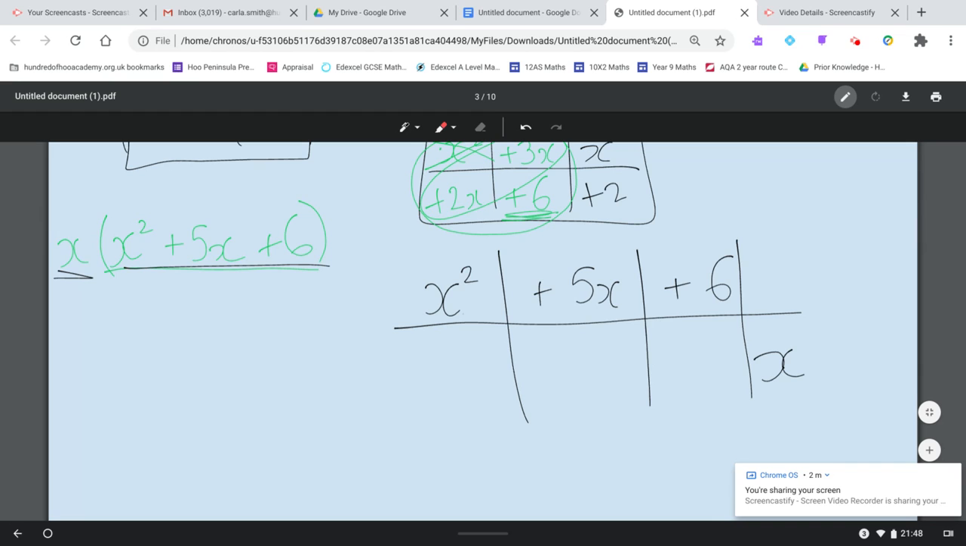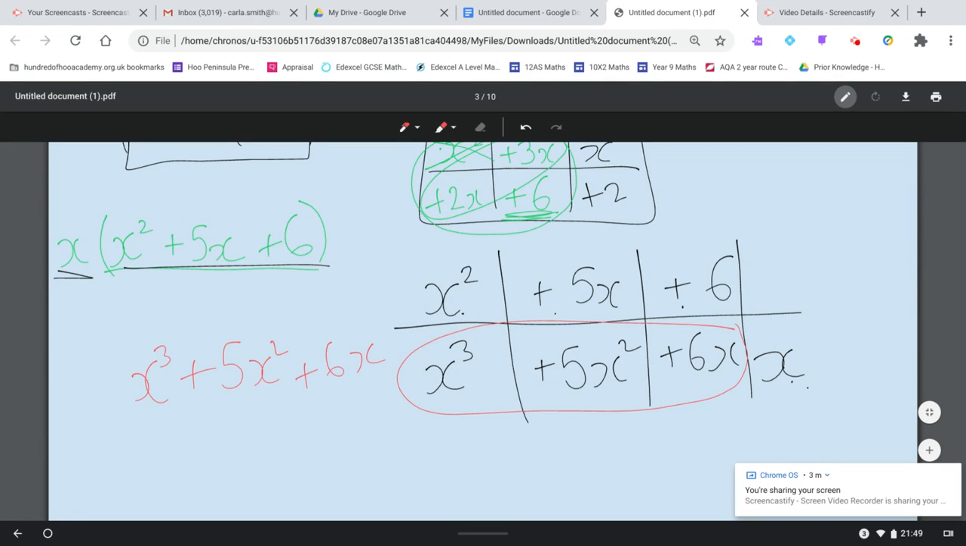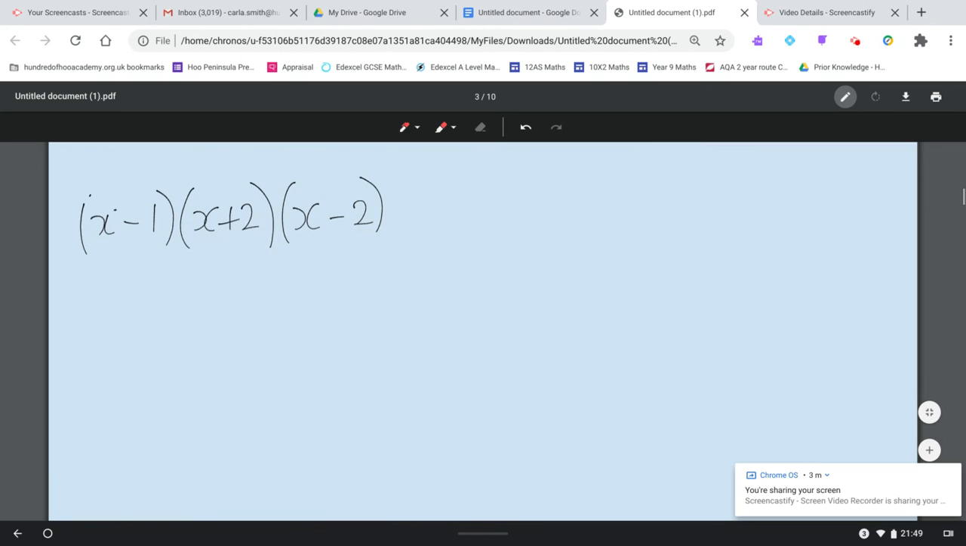So x times x squared gives me x cubed. 5x times x gives me positive 5x squared. And then positive 6 times x is positive 6x. So your actual final answer for this one is this expression here. So x cubed plus 5x squared plus 6x. Okay, hopefully that made sense. So your table's not always like a 2 by 2 or a 2 by 1. It really does depend on what you've got in your brackets. Okay, let's go for another one.